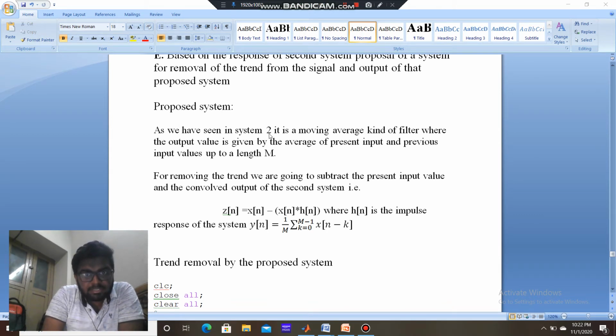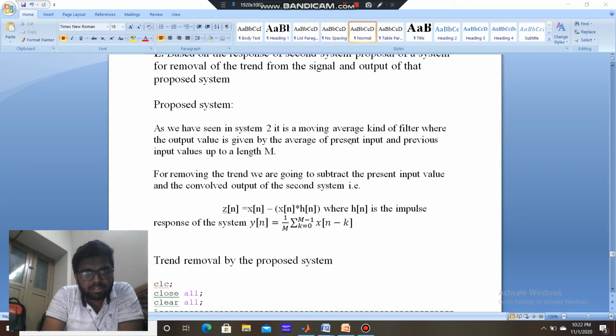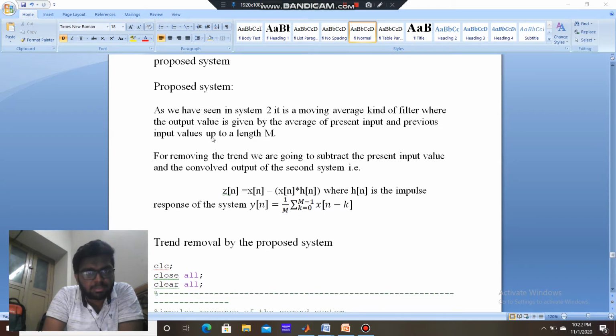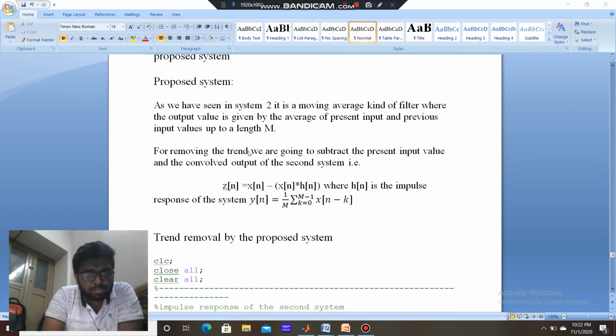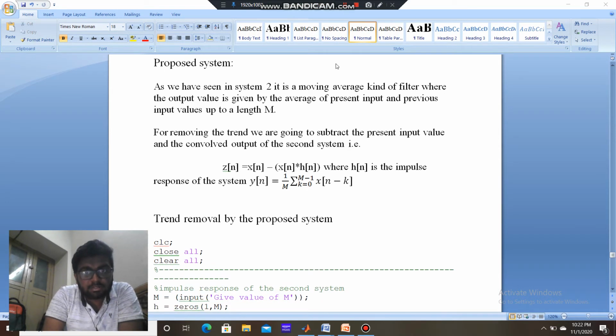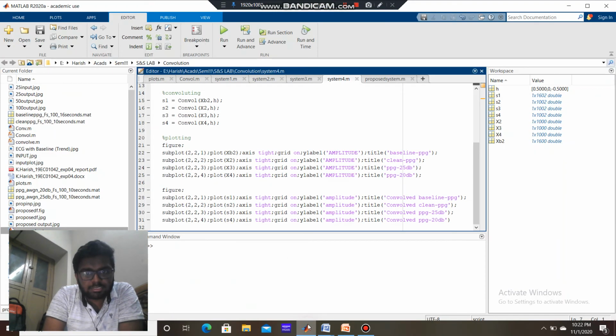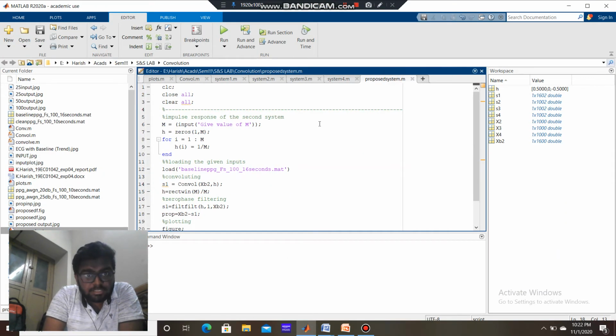As we have seen, system 2 is a moving average kind of filter, where the output is given by the average of the present input and previous input values up to a length m. We are going to remove the trend by using this moving average filter. We are going to subtract the convolved output of the second system from the present input value. Here in MATLAB we can view the code for the proposed system. This is the proposed system. Here the impulse response of the proposed system is the same as that of the second system.